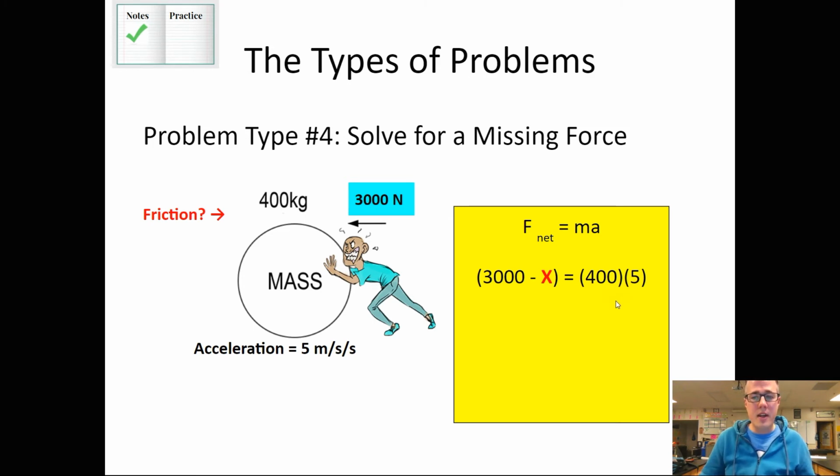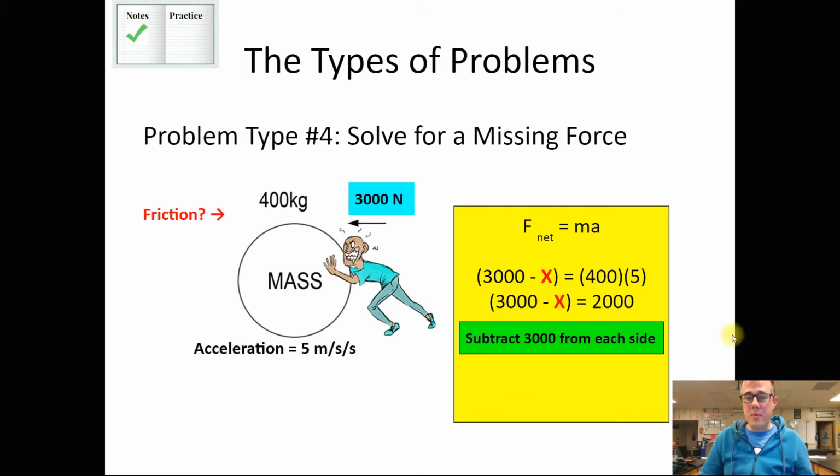So now we have our equation set up and it's time to solve. The first thing that we have to do is combine our terms. So we have 400 times 5 on the right side, so we'll combine those. So we have 3,000 minus x equals 2,000. And now we have to get rid of this 3,000. So since the 3,000 minus x is an addition-subtraction thing, we have to get rid of the 3,000 by subtracting it. So we're going to subtract 3,000 from each side, and this is where your signs get really, really important.